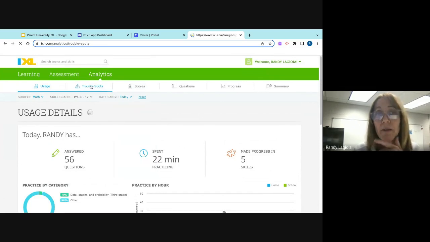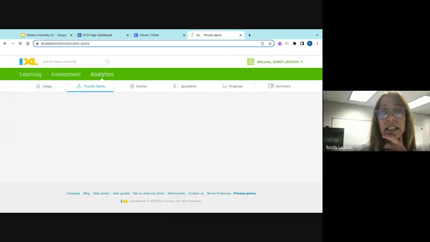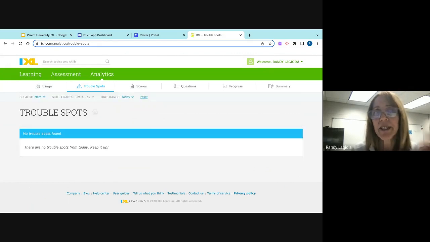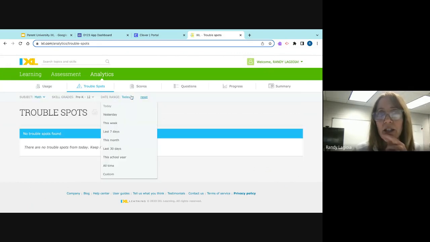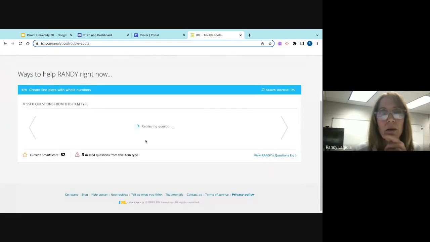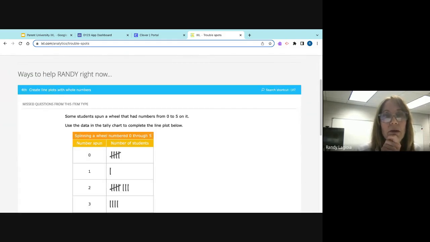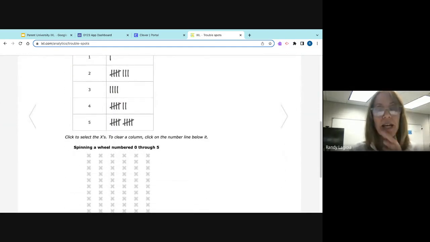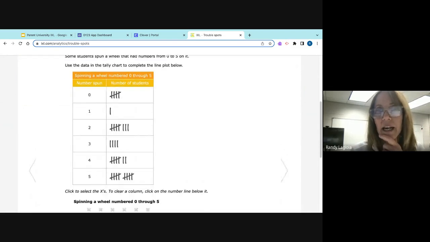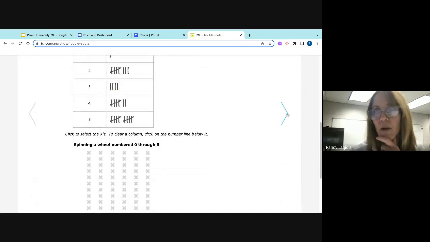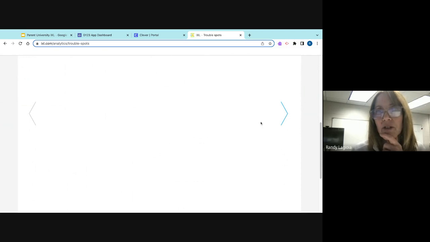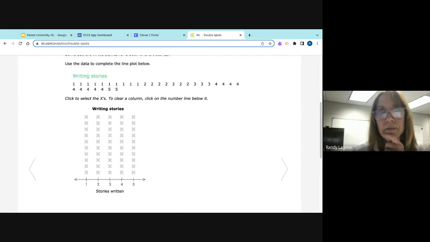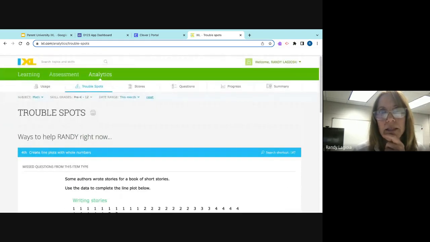If we go to trouble spots, this gives you an idea of areas that were challenging. So I'll change the range to this month. And some trouble with some graphs here, some tallies and line plots. All right, so you get a chance to see the type of questions that were challenging. Okay, that's under trouble spots.